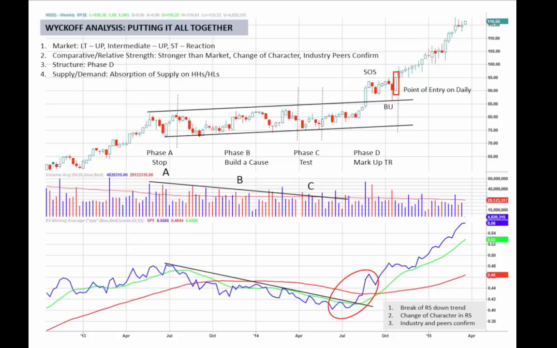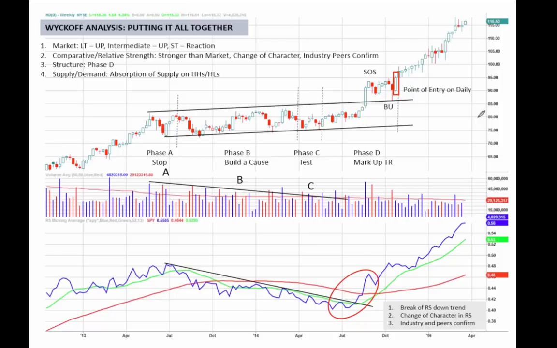Would it follow the four analyses? I'm sorry, say again? Would it follow the four analyses? Which analysis? The Wyckoff analyses, the four of them. Follow? You mean what I just said, the change of character?